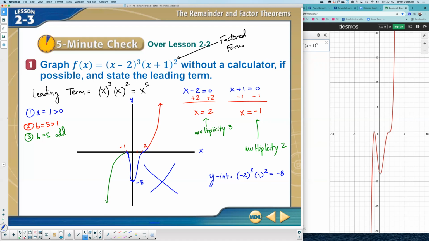But let's see how many turns it has. 1, 2, really it's just 2. That's not a maximum or a minimum. That's a point of inflection is what they call that. So this would only have 2 extrema. All right. Anything else we learned about last class? No, I don't think so. I think that was it.